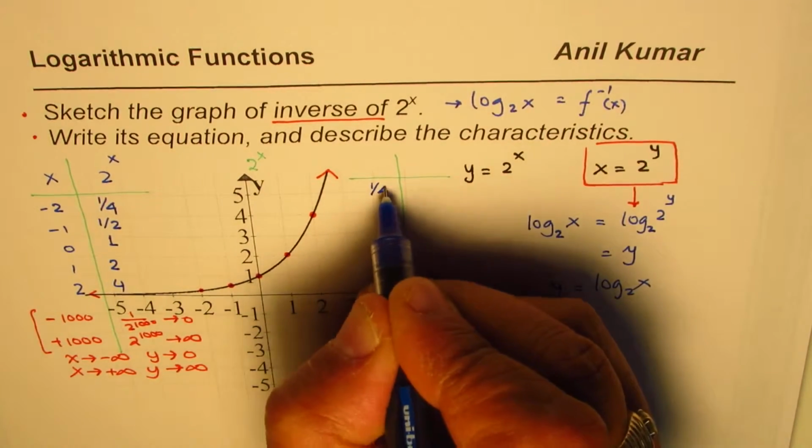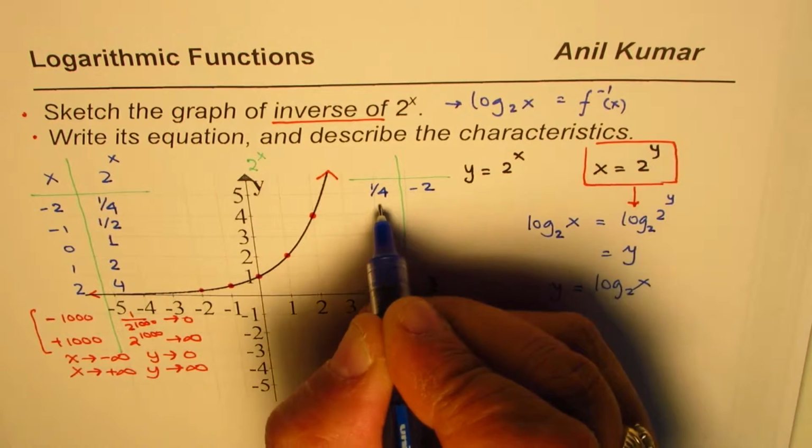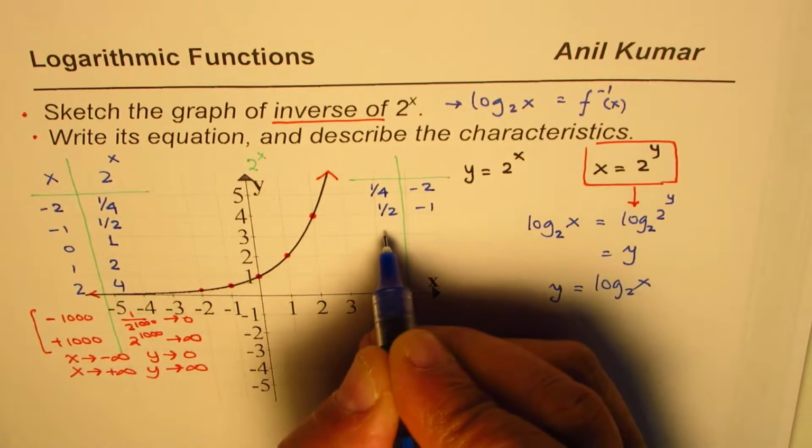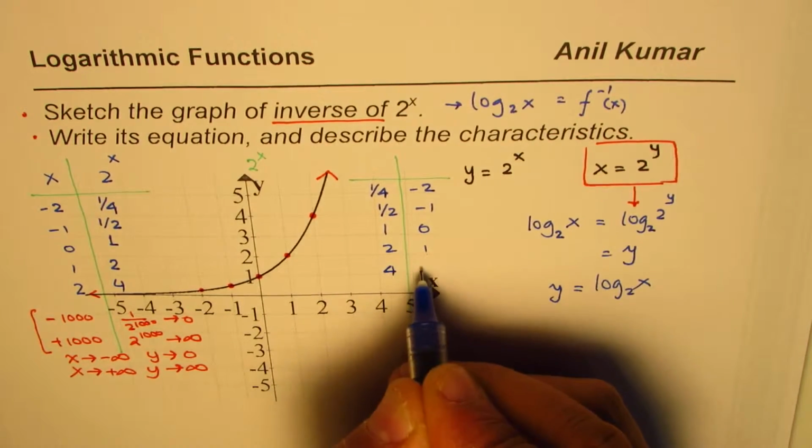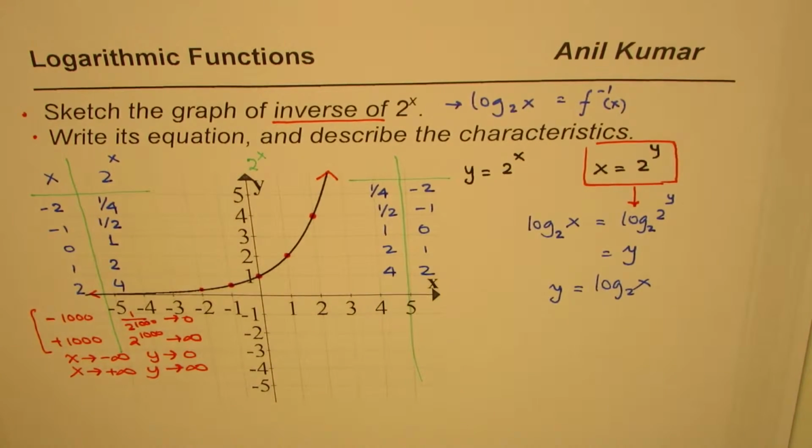So I say 1 over 4 should correspond to minus 2, half should go to minus 1, 1 to 0, 2 to 1, and 4 to 2. That is what it means. Inverse means swap x and y.